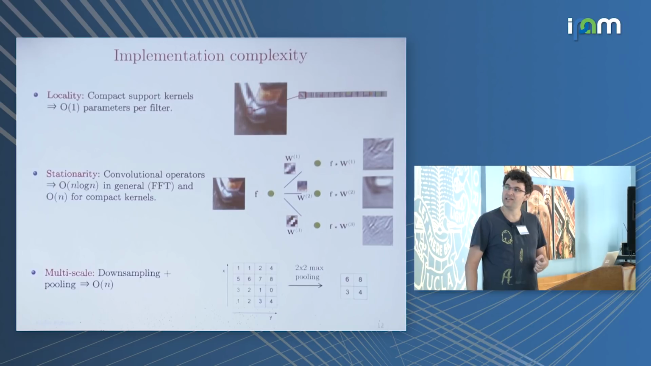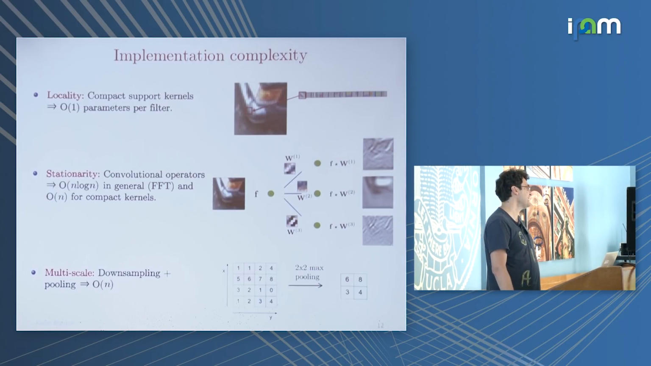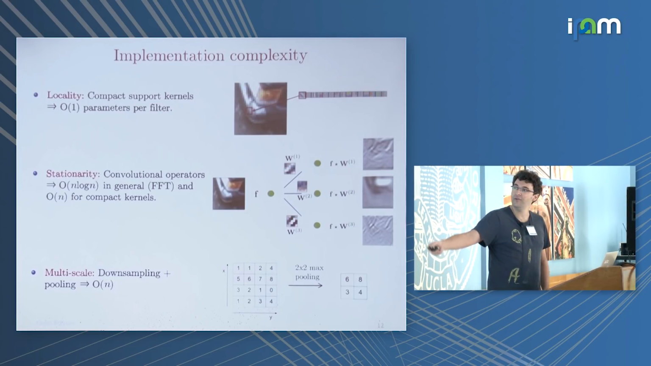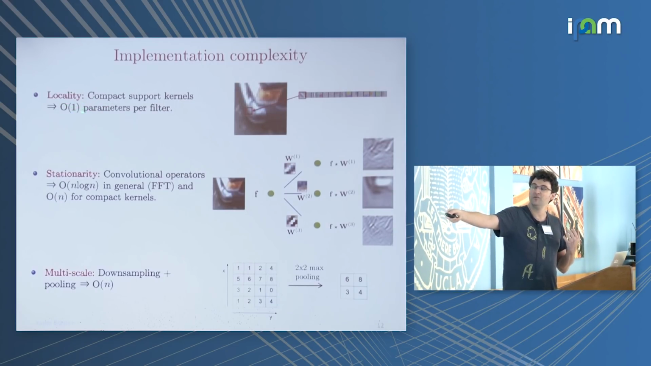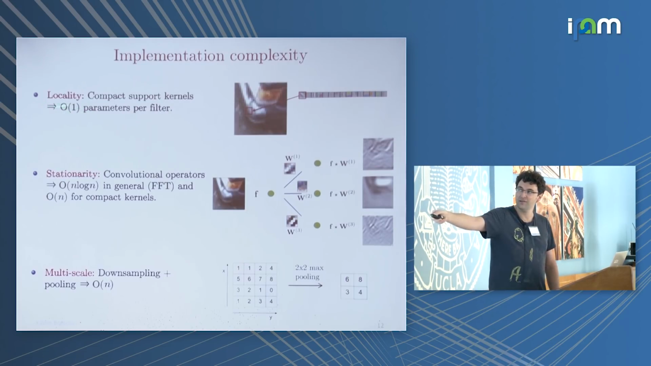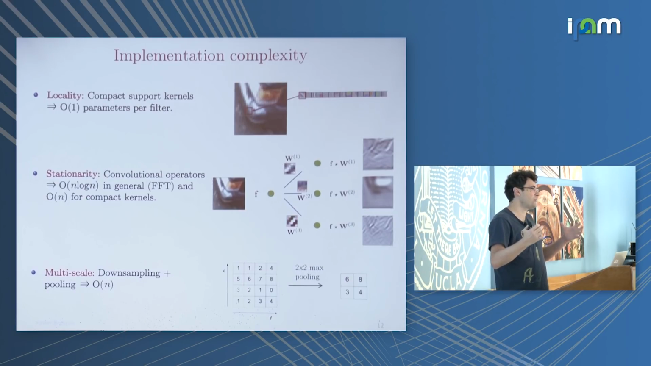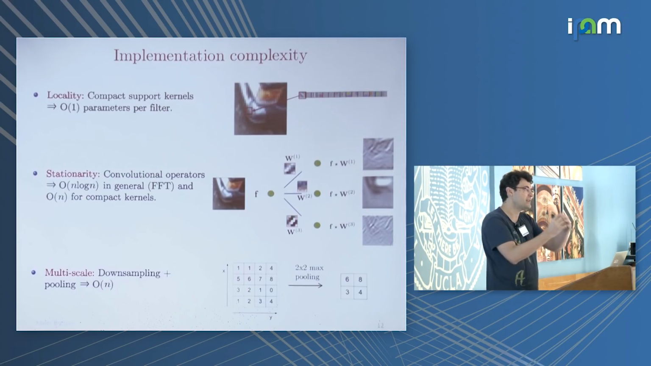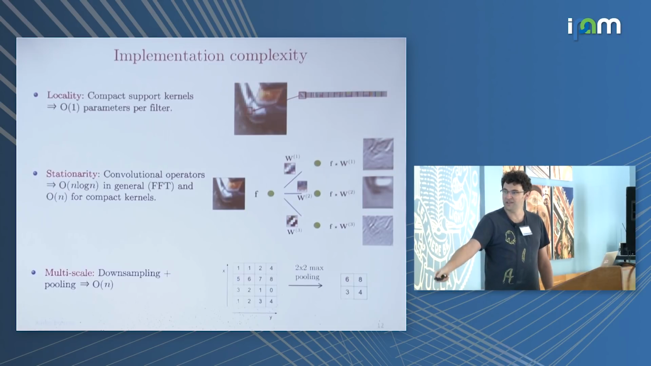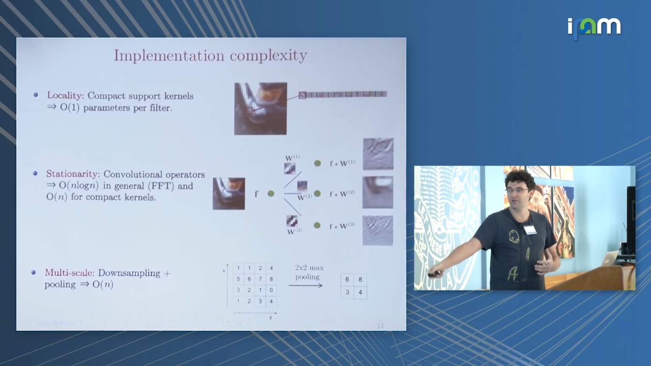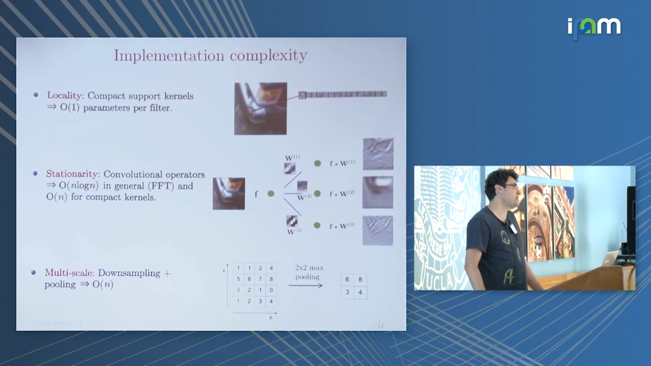For the implementation complexity, ConvNet has linear complexity, in the sense of the dimensionality of your input data. If you want to create local filters, this is going to be a constant number of parameters. For the stationarity, this is the convolution, you can use FFT, so you will get n log n. But usually, because the kernels are compact, what you can simply do is parallelize the scan of your compact support across the image, and you will get a linear complexity. For the multiscale part, downsampling and pooling, this is on the order of the dimensionality of your input data.